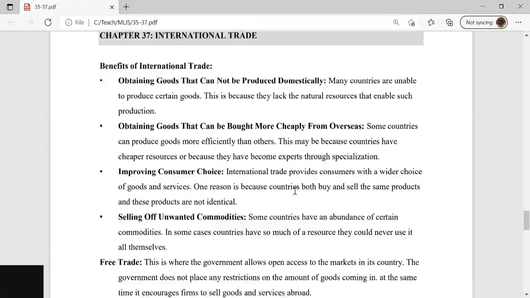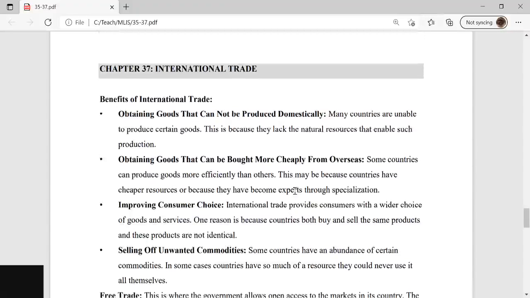Let's talk about the benefits of international trade. First, obtaining goods that cannot be produced domestically. That means you cannot produce it at home, so you need to bring it from other countries. What can't we produce in our country? Latest technology, suppose the iPhone. We cannot produce the iPhone, so we have to bring it from other countries. Then, obtaining goods that can be bought more cheaply from overseas countries.